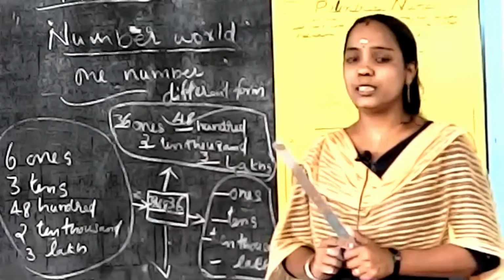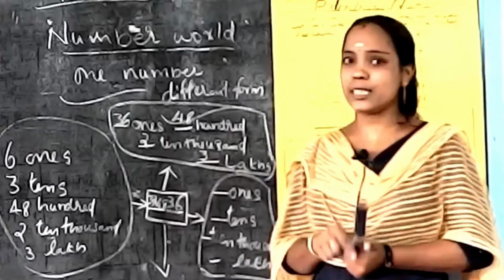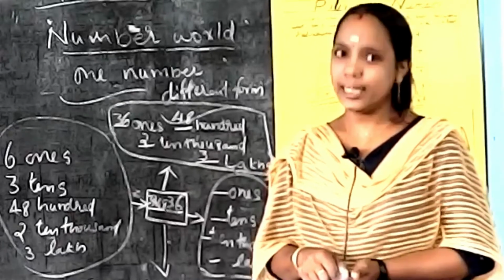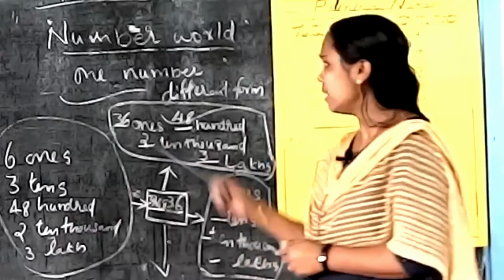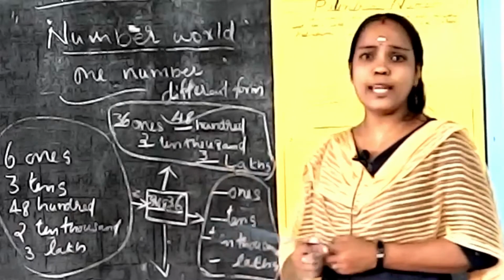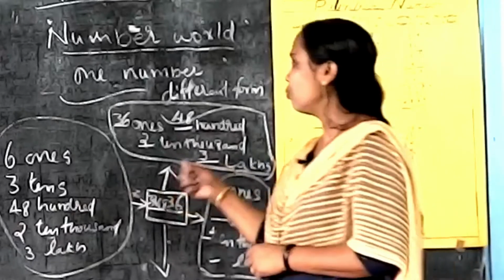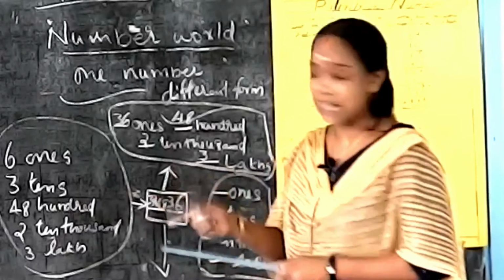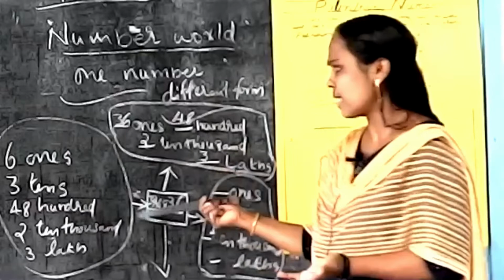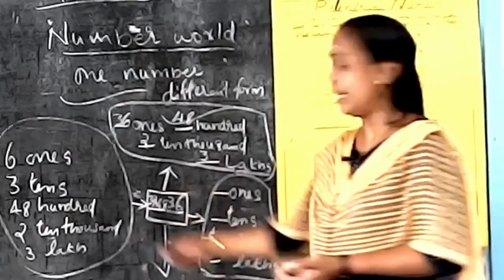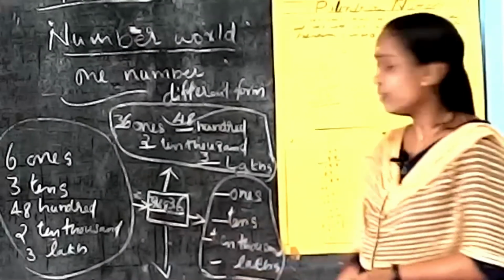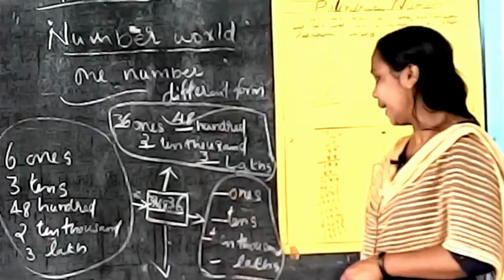Look at the board. Your answer and my answer are correct. Did anybody get a wrong answer? Correct it. Okay. How can we write 36 ones? It didn't ask tens. That's why 1 and 10 are written together. 36 ones. Next, 100 is asked. 100 is given as 48. Next one, how many 10,000s? 2 10,000s. How many lakhs? 3 lakhs. Correct?